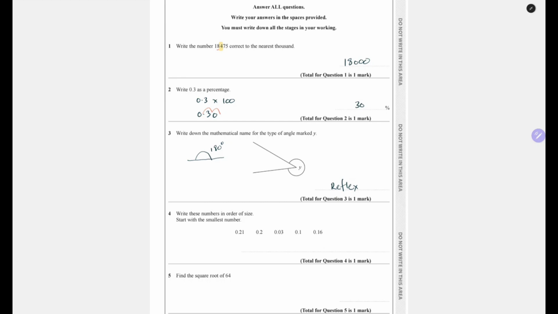Question 4 is asking us to write these numbers in order of size. Start with the smallest number. So the smallest number is going to be 0.03, then 0.1, 0.16, 0.2, and then 0.21. Question 5 says, find the square root of 64. And so the square root of 64 is asking which number multiplied by itself gives us 64, and so that's 8.